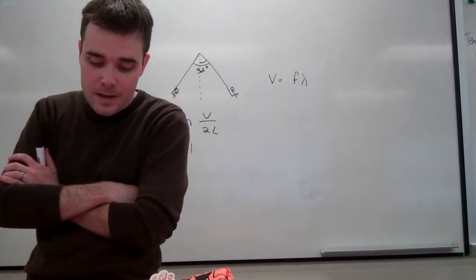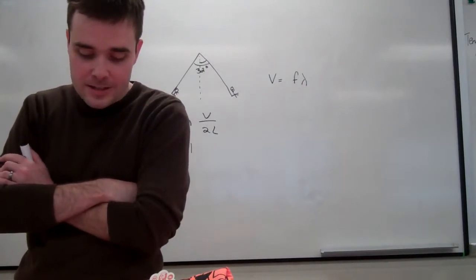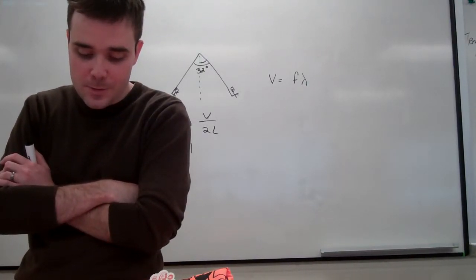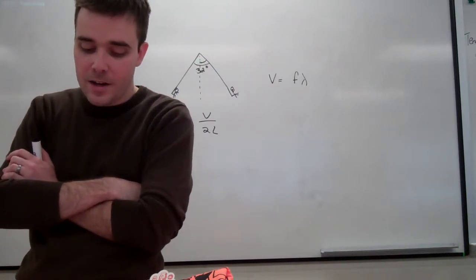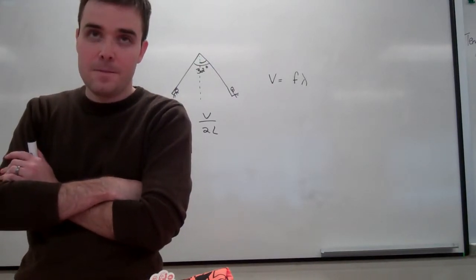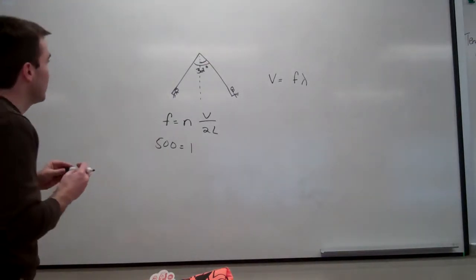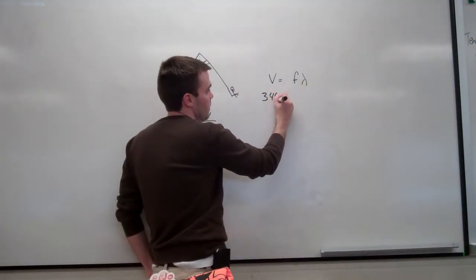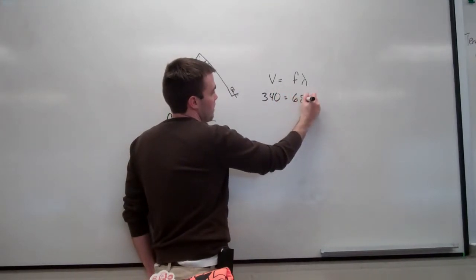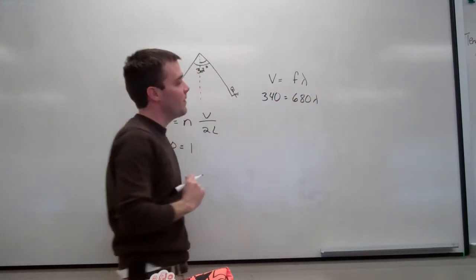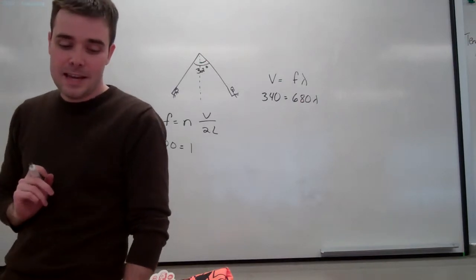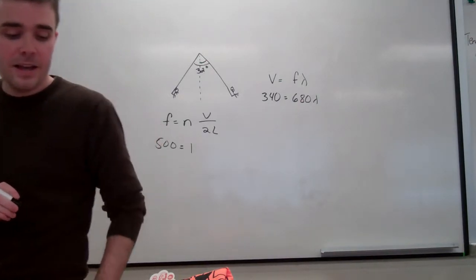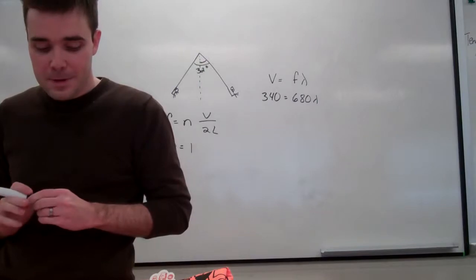Number 20. A 680 hertz sound wave travels in air at 340 meters per second with a wavelength of... here's this equation. Our velocity is 340. Frequency is 680. So our wavelength is going to be 340 divided by 680. A, 0.5 meters for our wavelength.